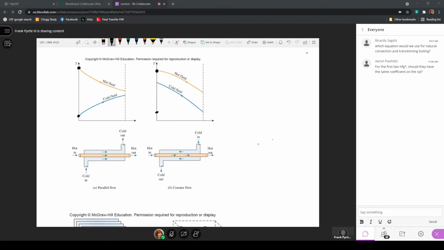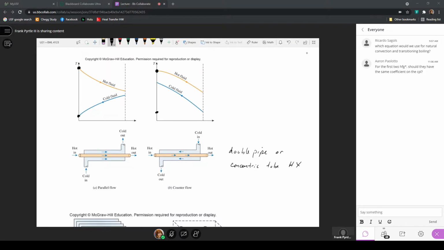Now here, in this arrangement, we have the hot fluid flowing through the center and the cold fluid flowing on the outside. This is what we would call a double pipe. It's just a pipe in a pipe heat exchanger, or sometimes it's referred to as a concentric tube heat exchanger. Capital HX is just my shorthand for heat exchanger.